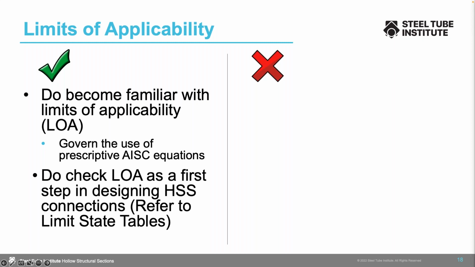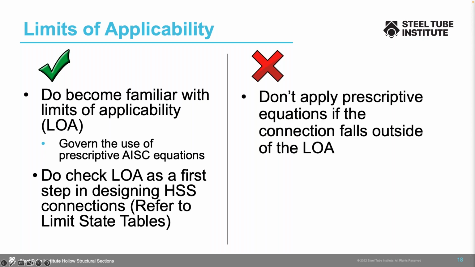So do check the limits of applicability as a first step in designing HSS connections. You can refer to the limit state tables that we just talked about. However, if you are finding a prescriptive equation in the code that does have some limits of applicability, don't apply those equations if your connection falls outside of the limits of applicability.